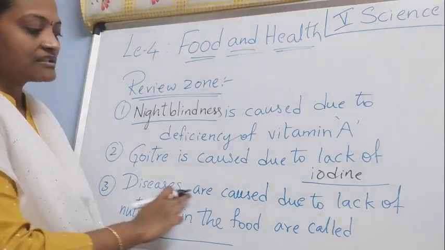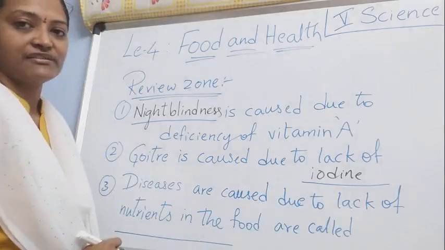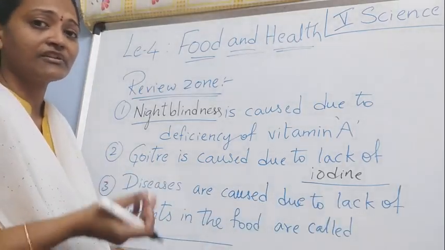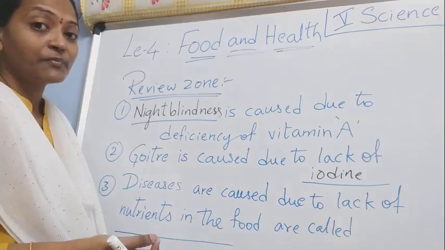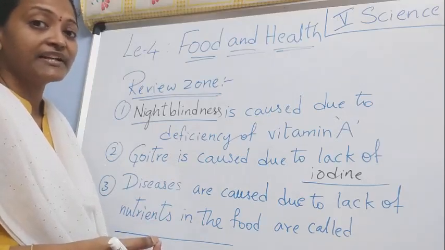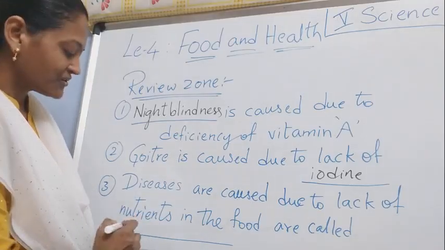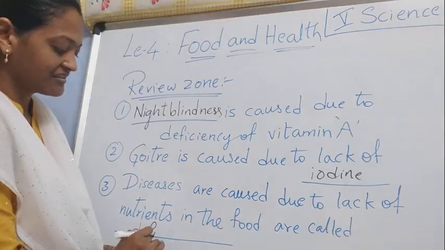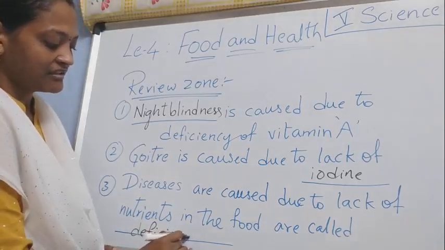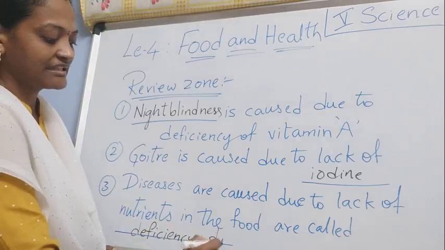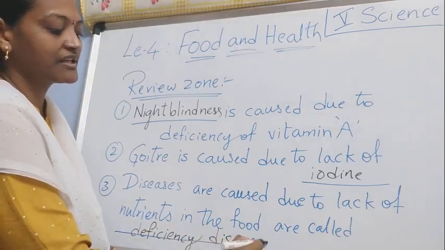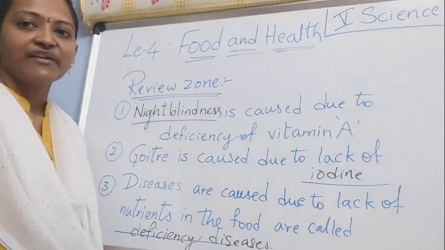Next, diseases caused due to lack of nutrients. If the nutrients are not there in the food, then those types of diseases will occur, right? Which type of diseases will occur? Tell me. Yes. What are those? Deficiency diseases. Remember, very important. Okay, deficiency diseases. These are very important, right, children? Have you understood up to here?